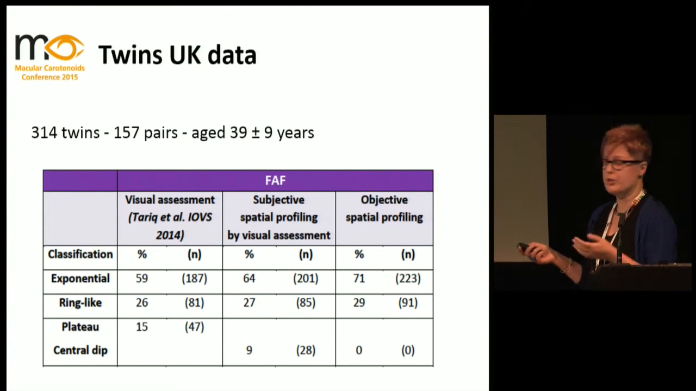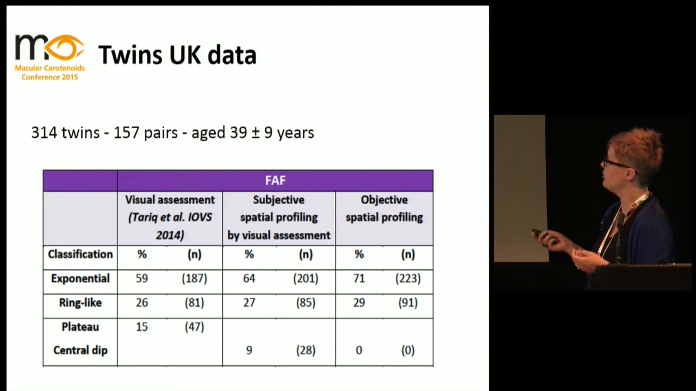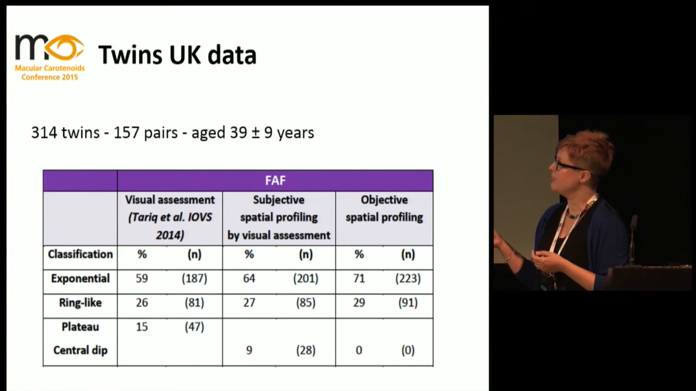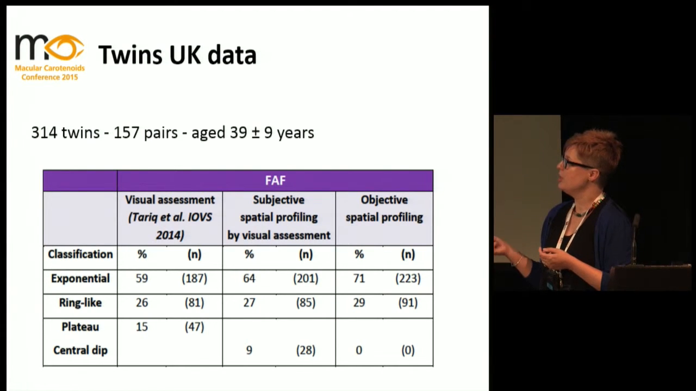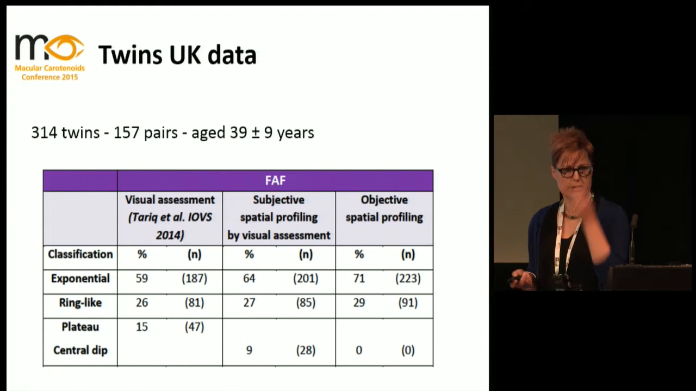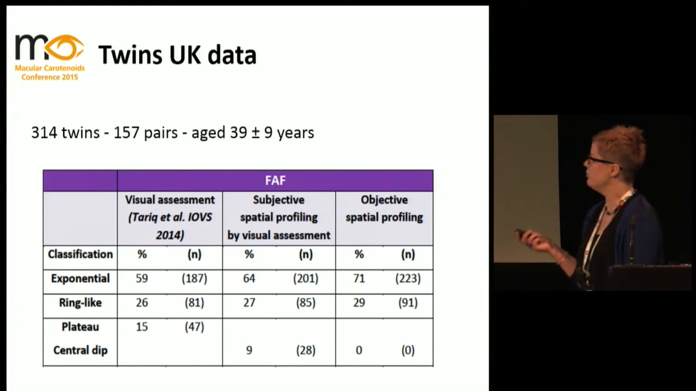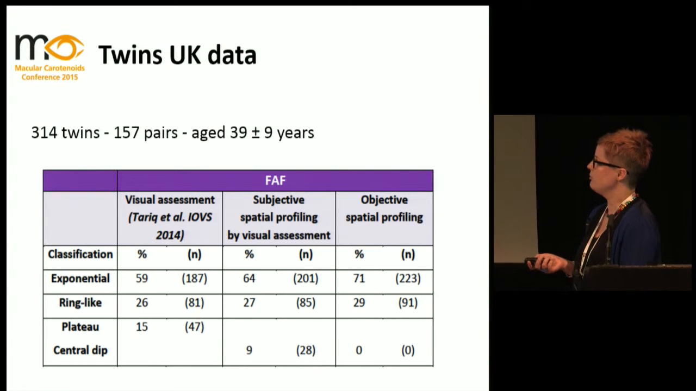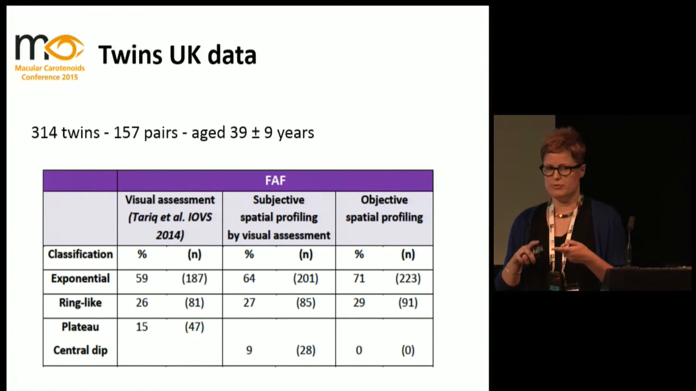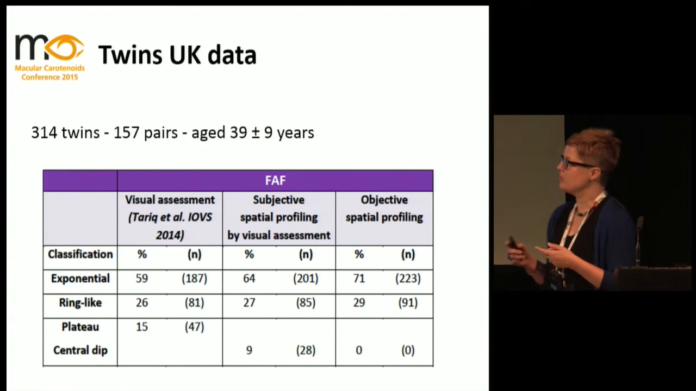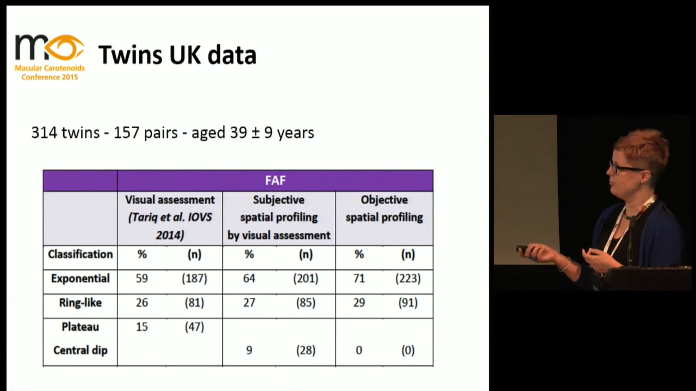It's even worse when we have a look at our objective spatial profiling and then we compare that to the original data. Now, obviously, there is again a problem because this is again based on visual assessment. So we're almost losing about 50 people when we compare it to our objective spatial profiling. And that's not only because of the visual problem, it's also based on the fact that the definition was slightly different between plateau and central dip.